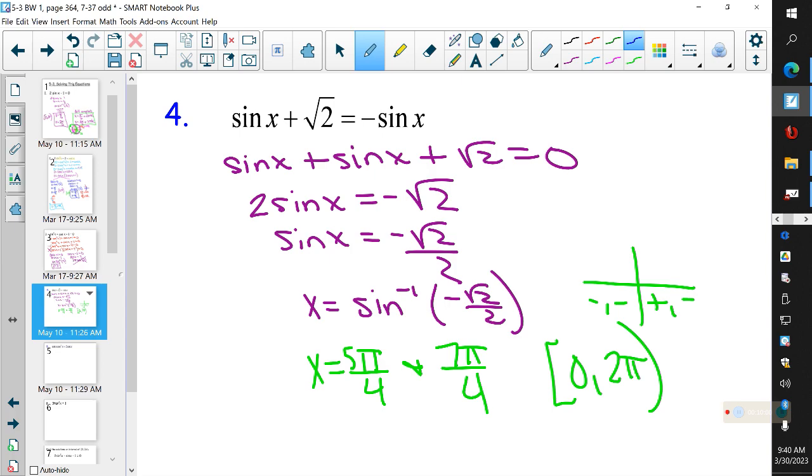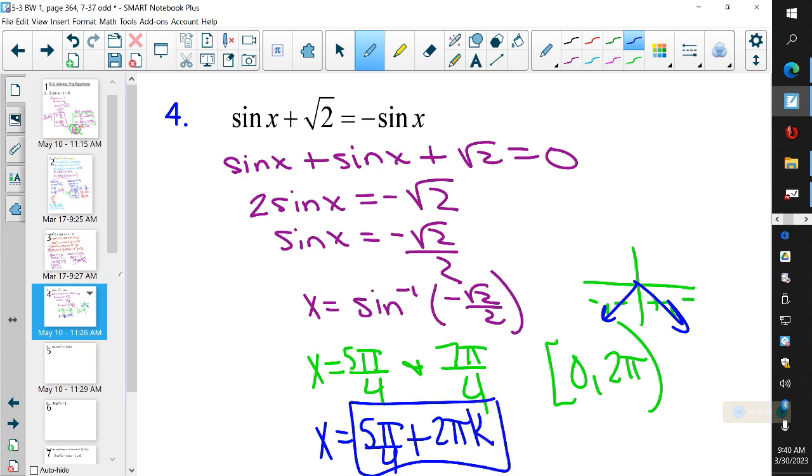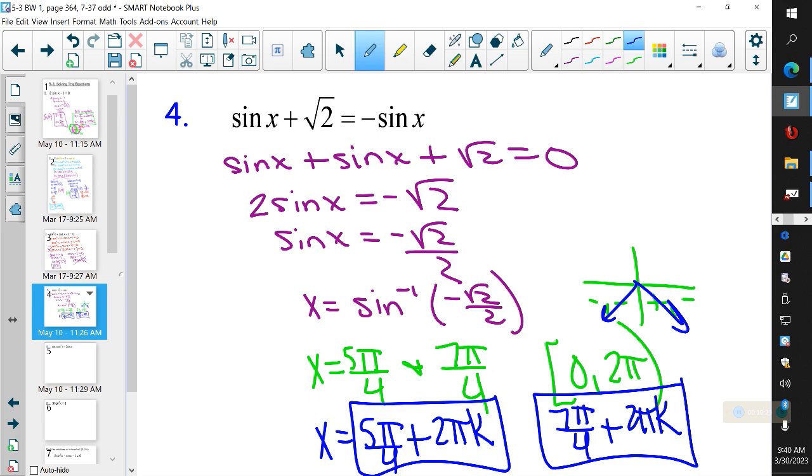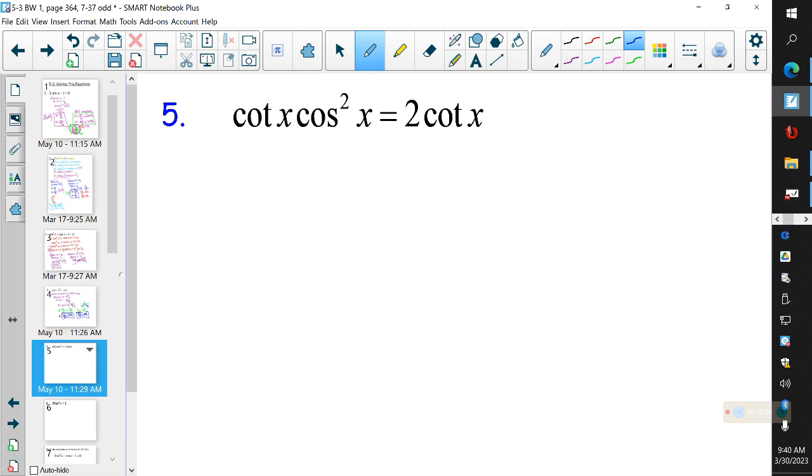Now, if I was not on that interval, then you are going to have 5 pi over 4 because they are right beside each other. I only need the negative portions, so I cannot add pi. I'm going to have to add 2 pi k. So there's one answer. And then 7 pi over 4 plus 2 pi k if I was not on the interval of 0 to 2 pi. Okay? Next, number 5.